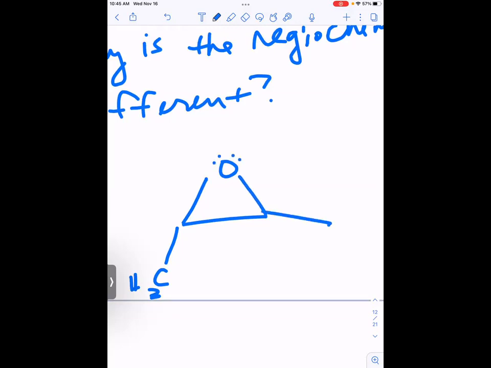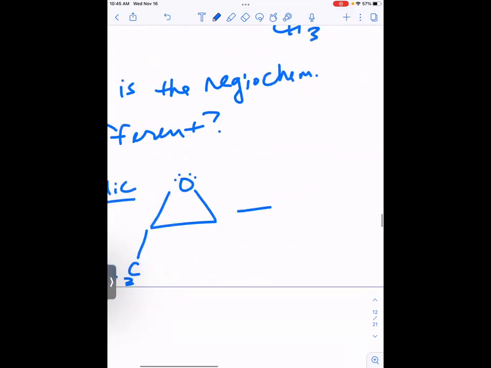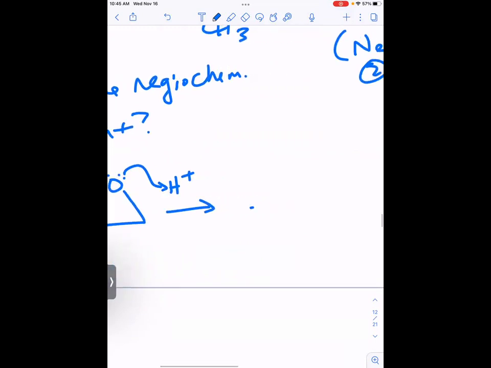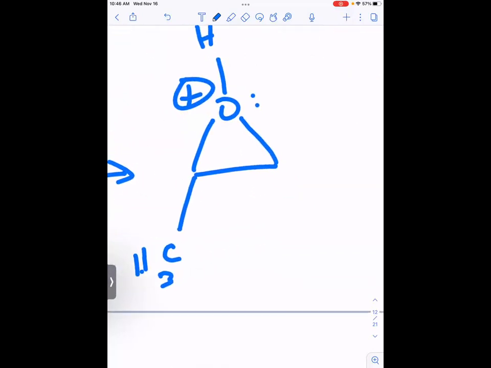So under acidic conditions, let's keep doing that. I'm going to treat this with acid first, right? So I'm going to add in H plus, and I'm going to do a proton transfer. So then I'm going to end up with an intermediate like that. The way to think about this is if I were to open the intermediate before the nucleophile added, which side is most likely to be positive? And how do I know?